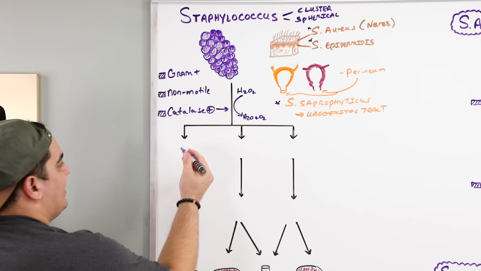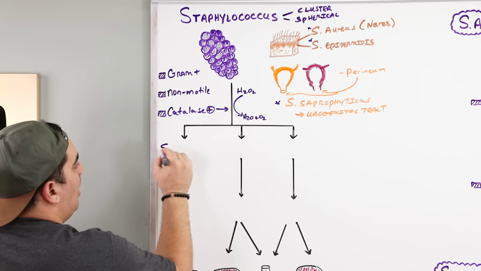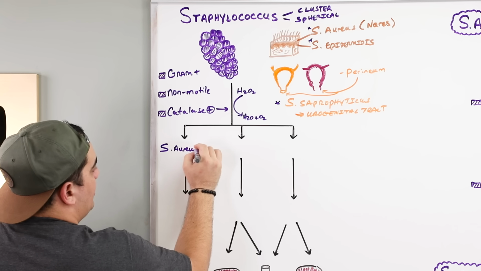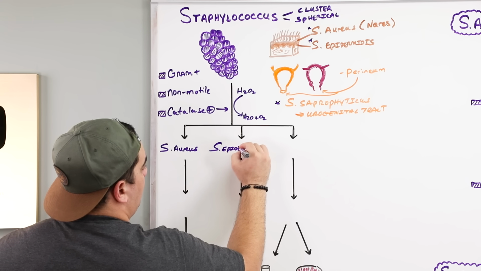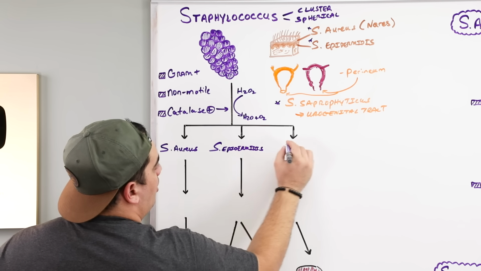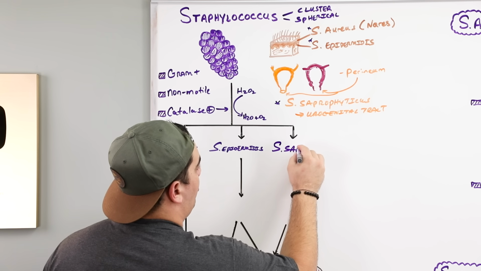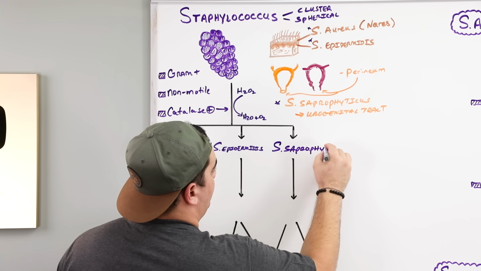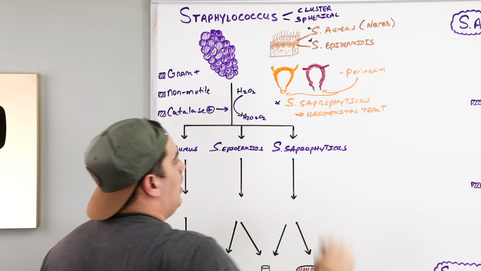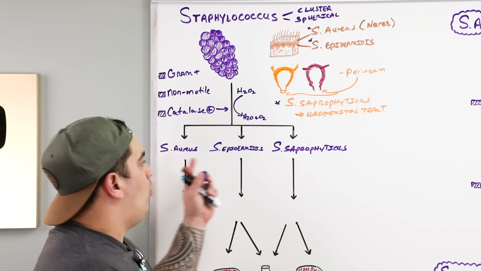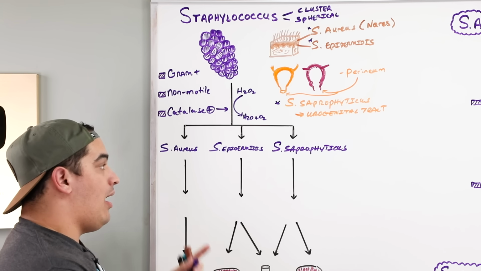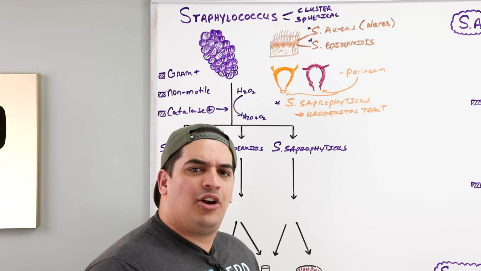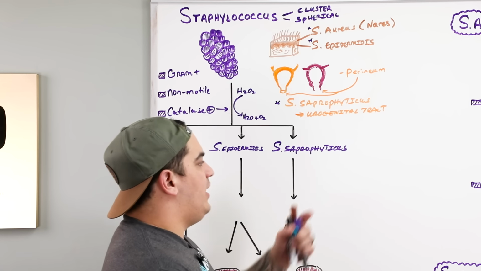So from this, I can say that if it's catalase positive, it could be Staphylococcus aureus, it could be Staphylococcus epidermidis, or it could be Staphylococcus saprophyticus. Okay, now we know that it's one of these 3 based upon it being catalase positive, gram positive, non-motile, facultative anaerobes. How do we differentiate between these 3 bacteria?